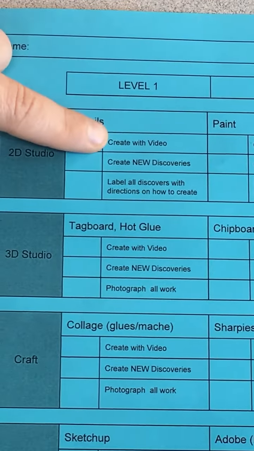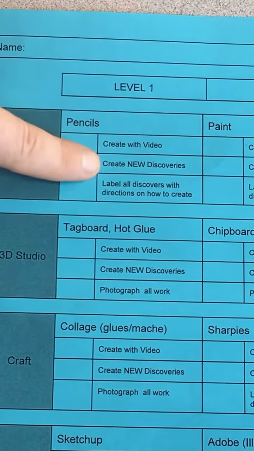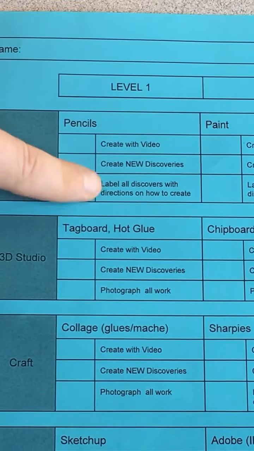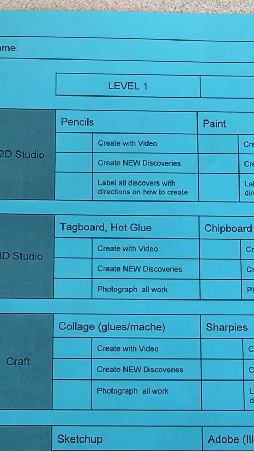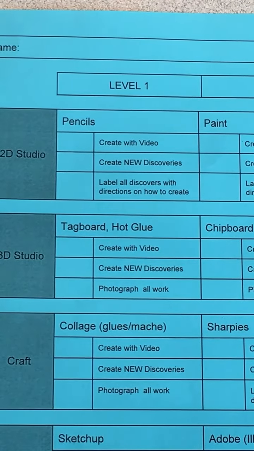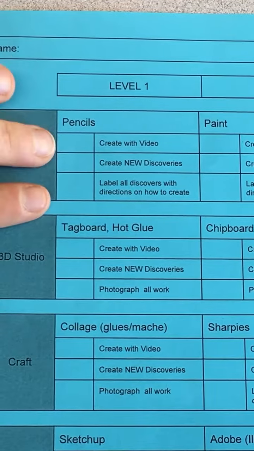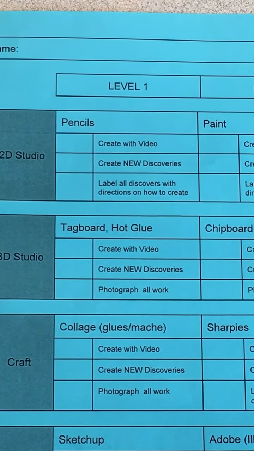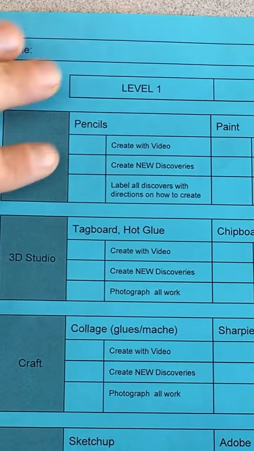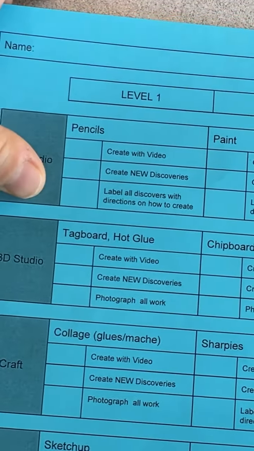You first create with the video, which you're going to do now. You then are going to create new discoveries, which for this video will be timed. And then finally, you're going to label all of your discoveries and how you actually created them. And then we have different documentation methods, but for the most part, it is a photograph of all of this learning put into a Google slide based on your number.